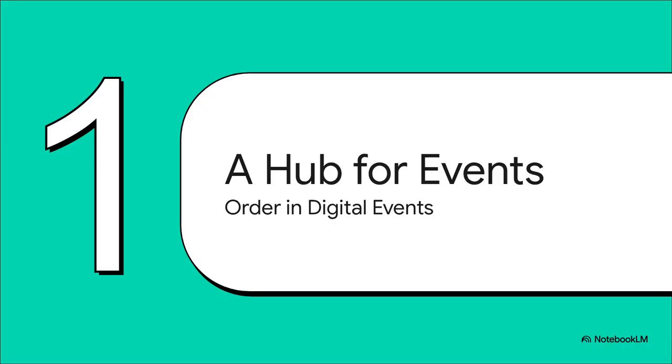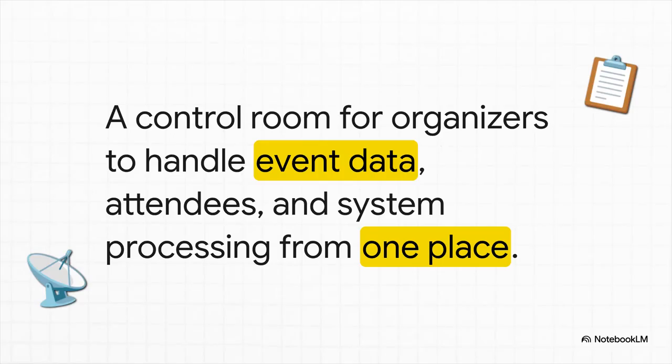First up, a hub for events. You see, the biggest problem this dashboard is built to solve is complexity. Its whole purpose is to bring a little bit of order to the wild world of digital event management. So yeah, think of it as a mission control room. Before something like this, organizers were juggling a million different spreadsheets, email chains, different platforms. It's a nightmare. But with this dashboard, it's all unified. All the event data, the attendee lists, the automated tasks, everything is right there in one spot. It's all about centralizing that control.